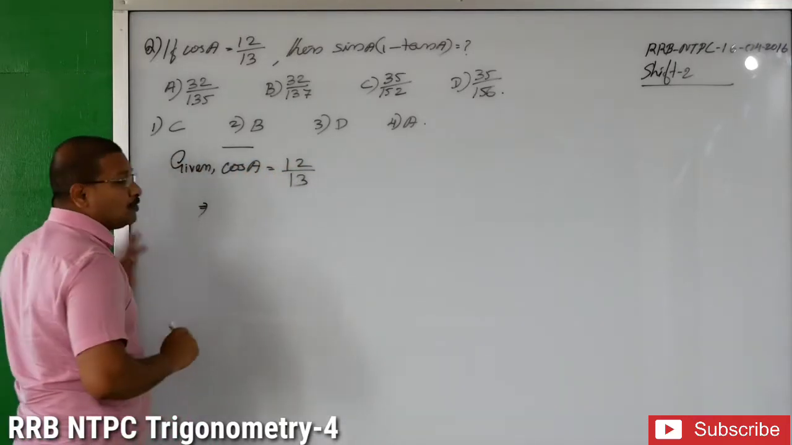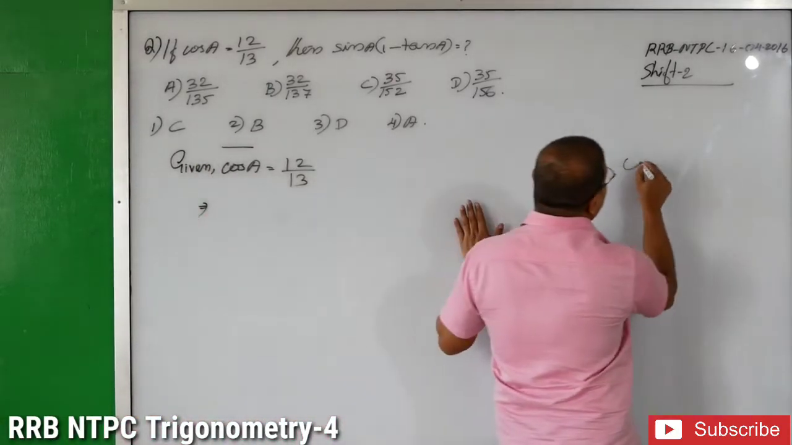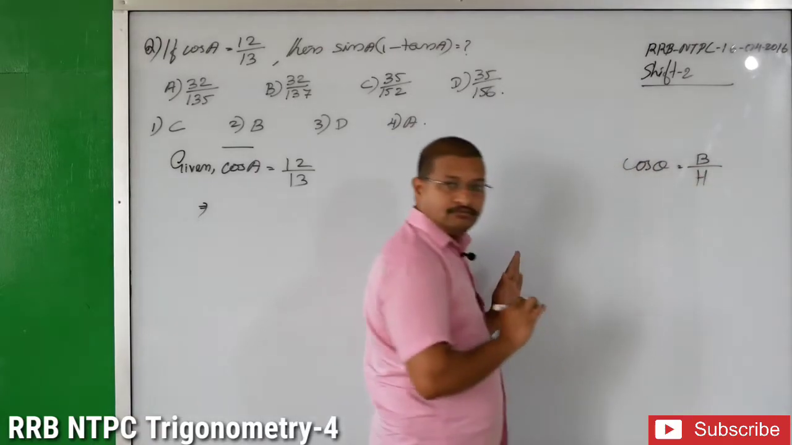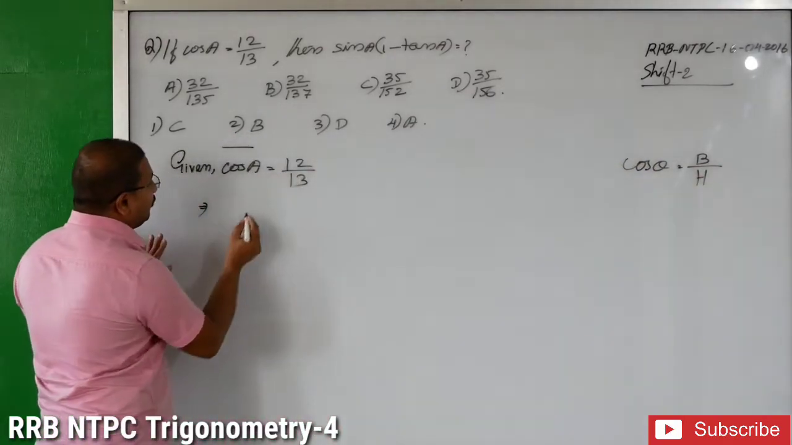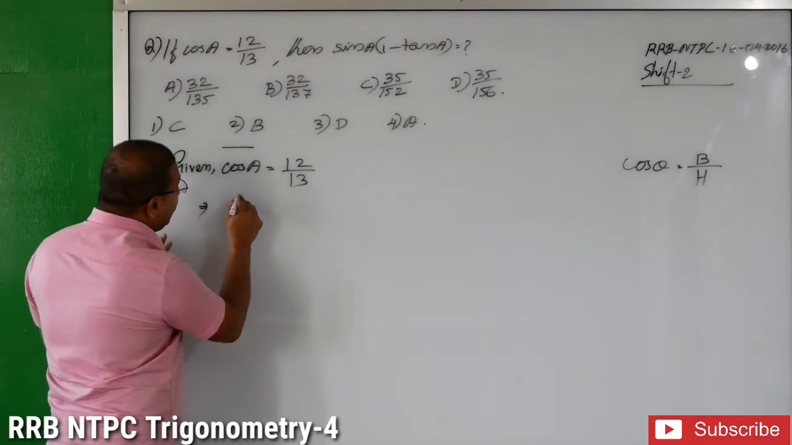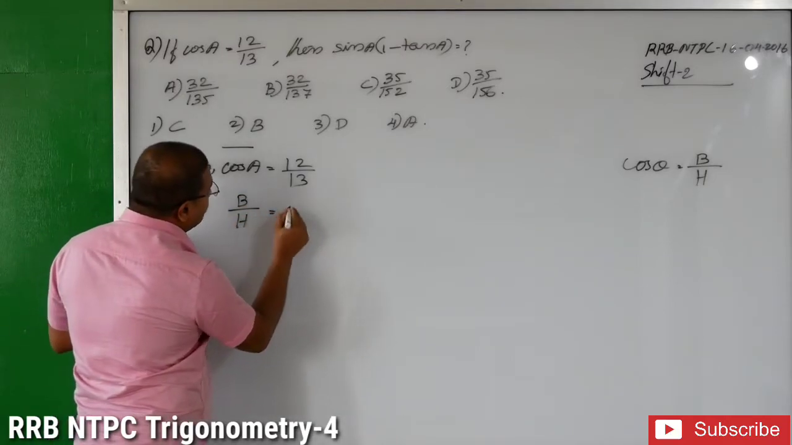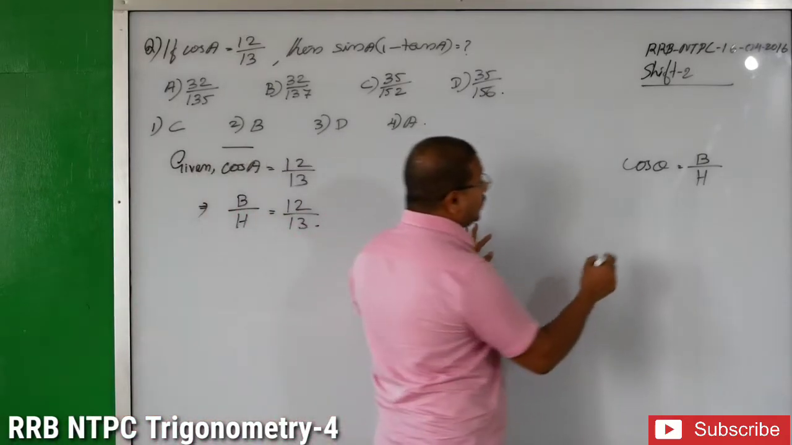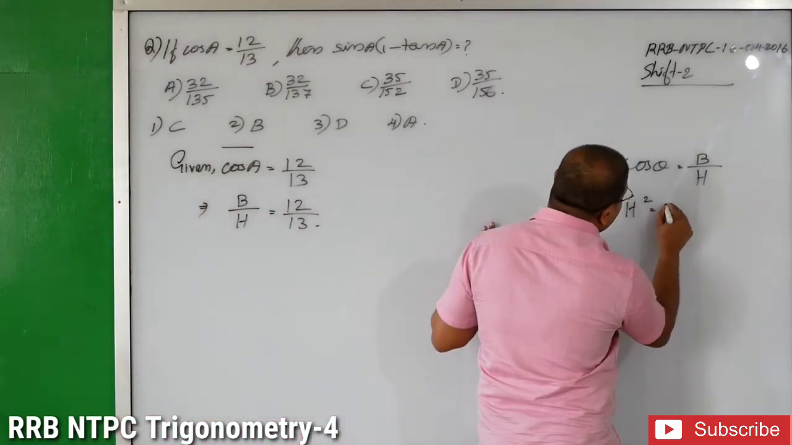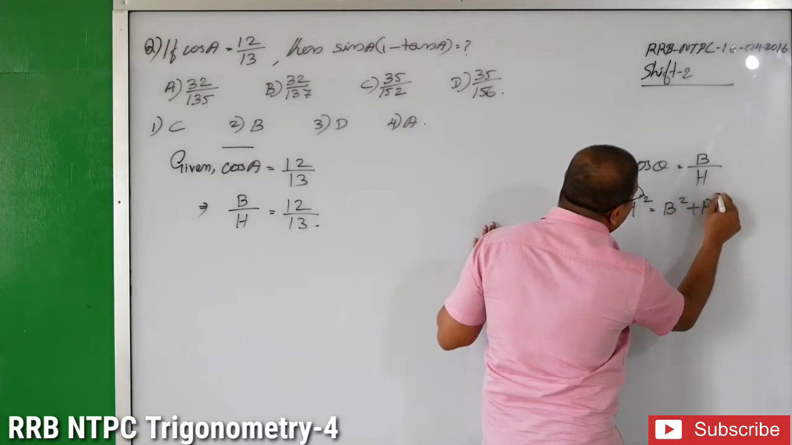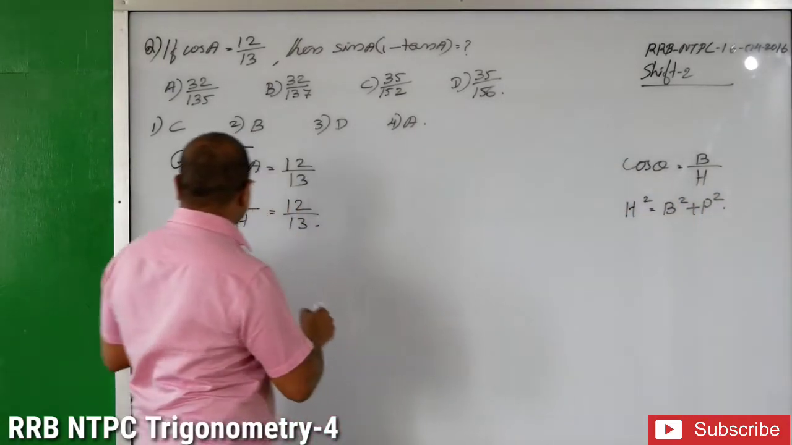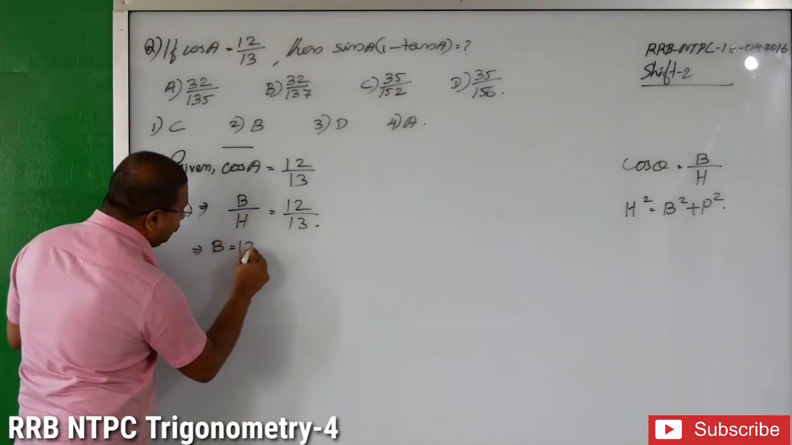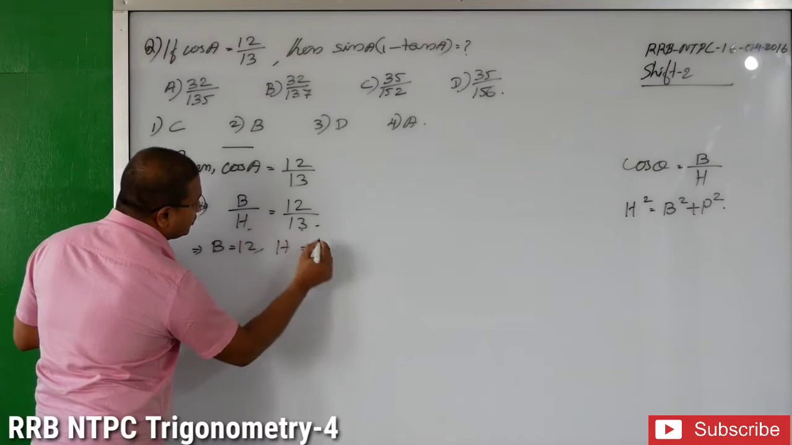Cos theta equals base by hypotenuse. That means we can write in place of cos, base by hypotenuse equals 12 by 13. Now we have to use Pythagoras theorem. Pythagoras theorem is hypotenuse square equals base square plus perpendicular square. What is the value of base? Base is 12 and the hypotenuse is 13.